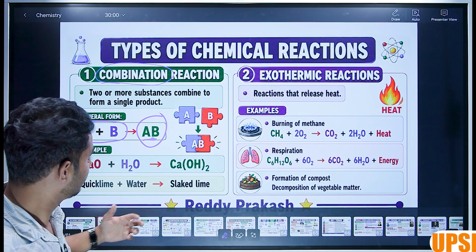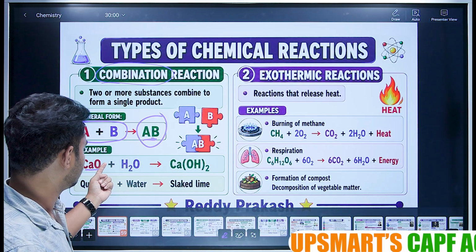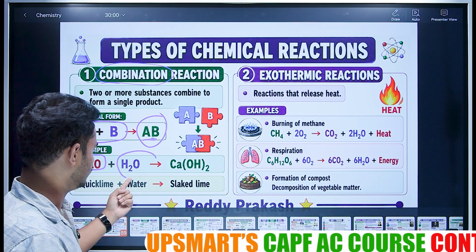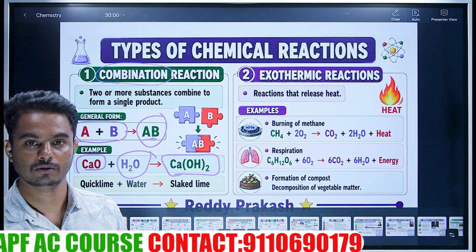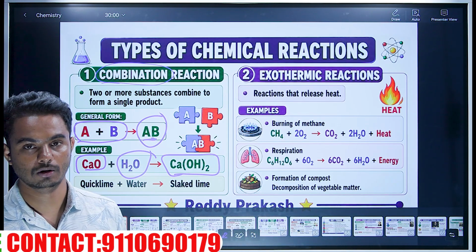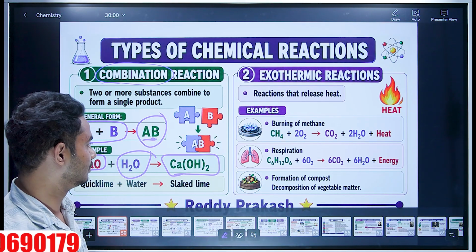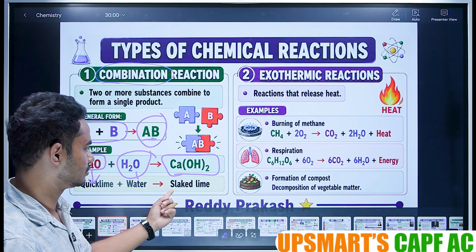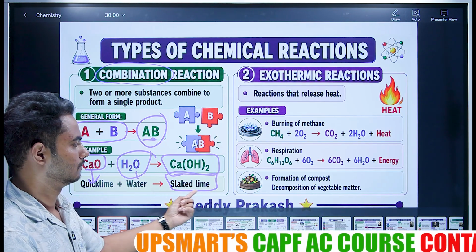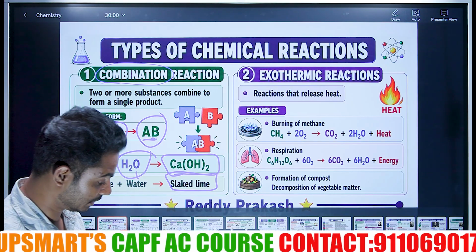Both are combining. Next example, CaO plus H2O. Both are combining to give Ca(OH)2, the whole. This is a combination reaction. That is quicklime. Quicklime is CaO. Water gives rise to slaked lime. Combination reaction.